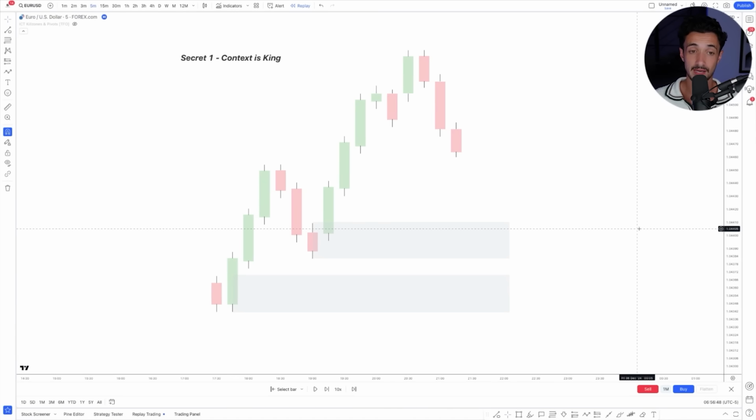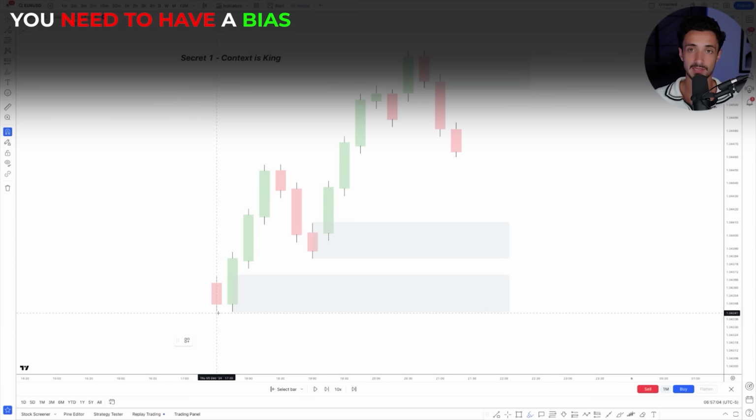And here's another example of context is king, right? Once again, do you know how many traders I see that will try to take this bearish order block right here, right? This area in here as a bearish order block. What you have to understand is you have to have a bias. You have to understand, where am I expecting price to go to?